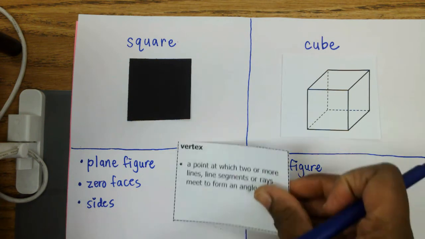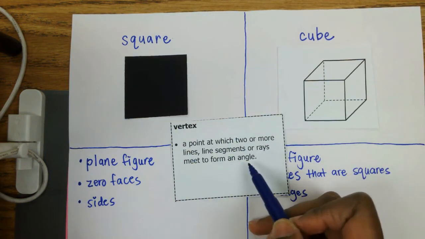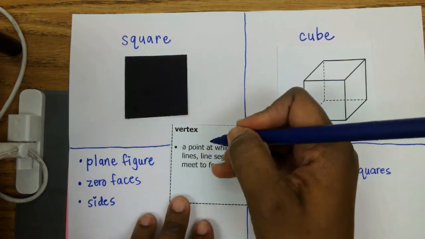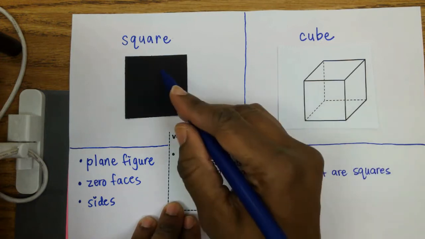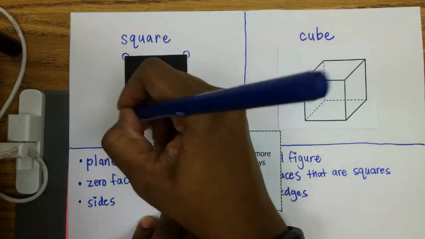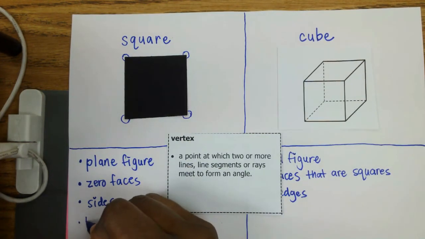Vertices. We know that a vertex is a point at which two or more line segments meet to form an angle. So let's count. We do have line segments on this square. So we have 1, 2, 3, 4 vertices.